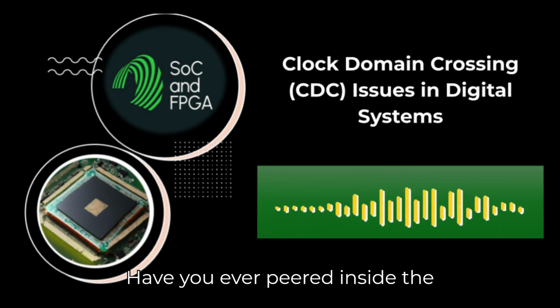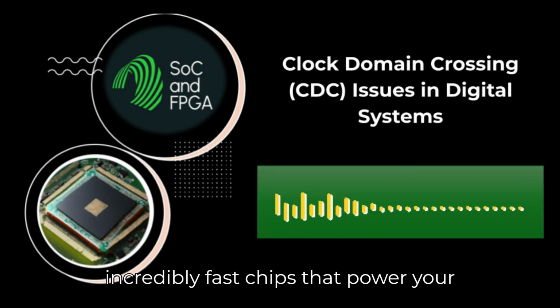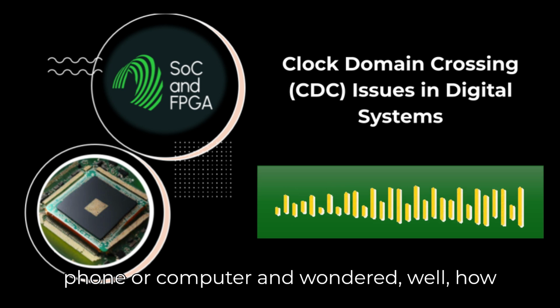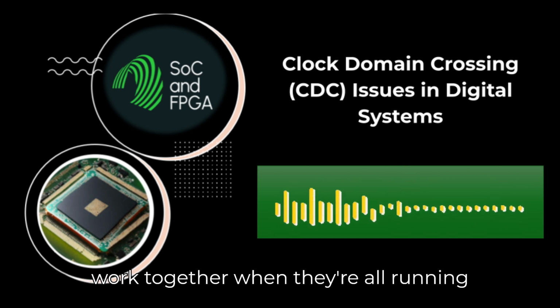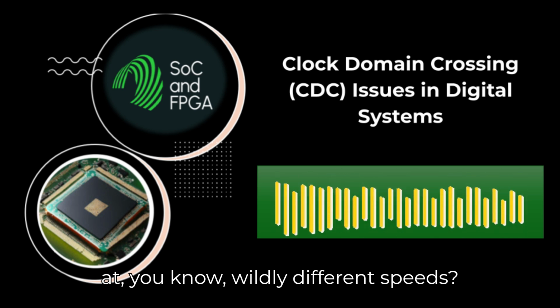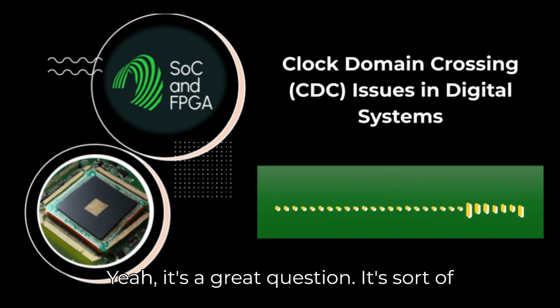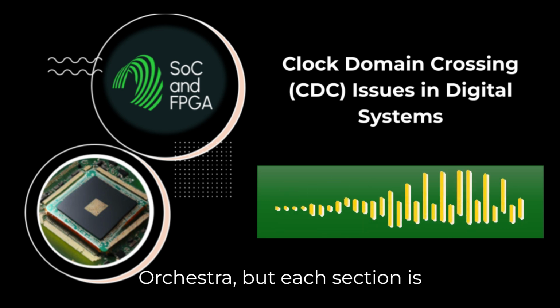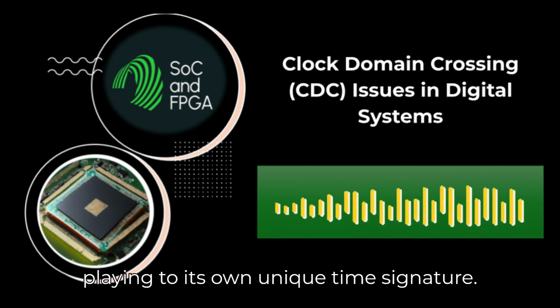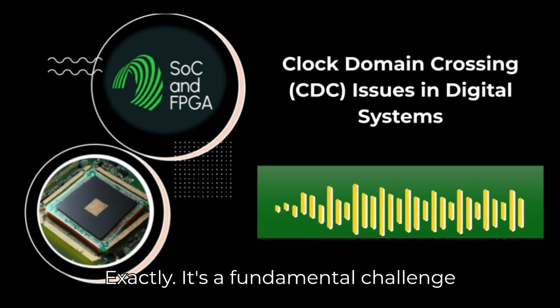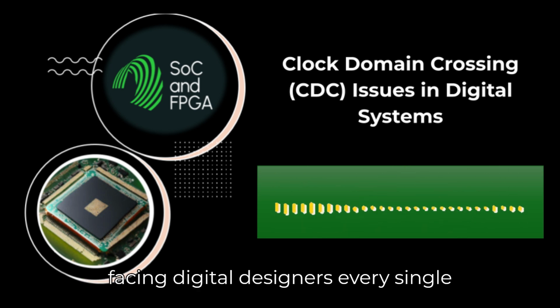Have you ever peered inside the incredibly fast chips that power your phone or computer and wondered, how on earth do different parts manage to work together when they're all running at wildly different speeds? Yeah, it's a great question. It's sort of like trying to conduct a grand orchestra, but each section is playing to its own unique time signature. Exactly. It's a fundamental challenge facing digital designers every single day.